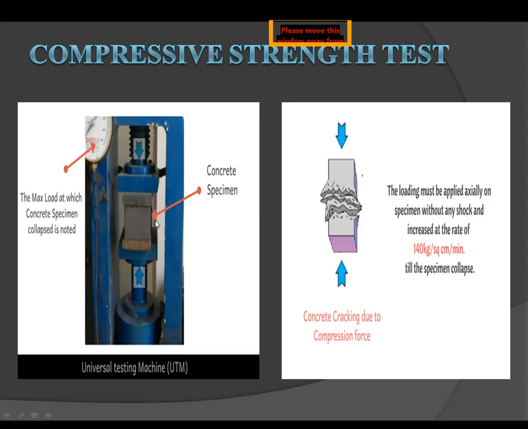For this test we require apparatus. As per IS 516:1959, a compression testing machine is required, with a capacity of 2000 kilonewton. Then we require a 15 by 15 by 15 centimeter steel mold for cubes, or a cylinder having diameter 15 centimeter and length 30 centimeter.